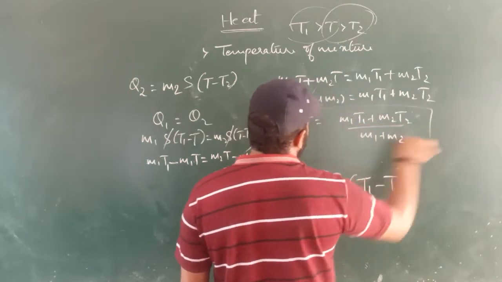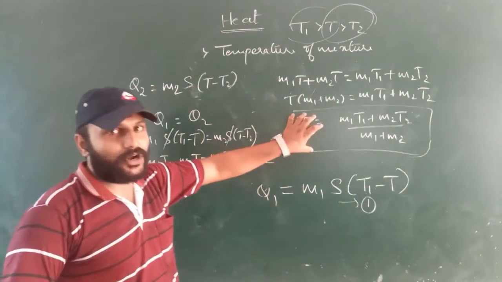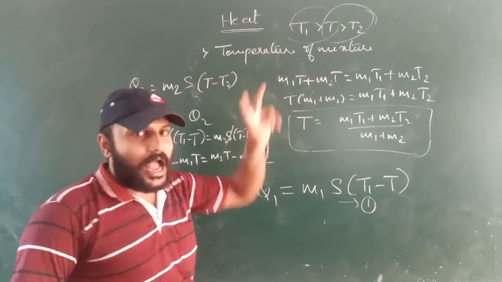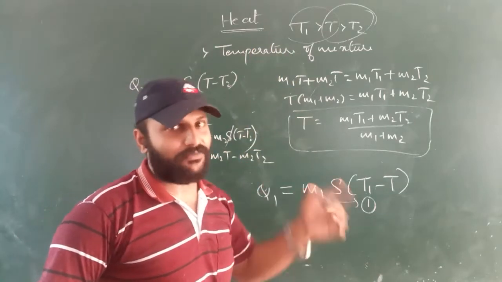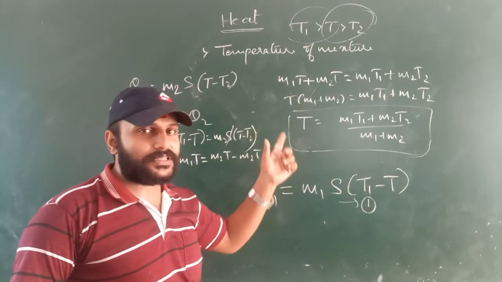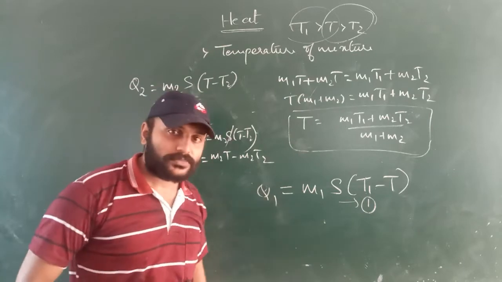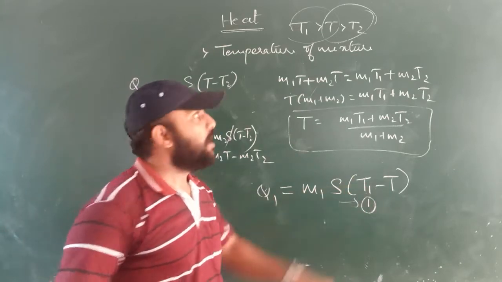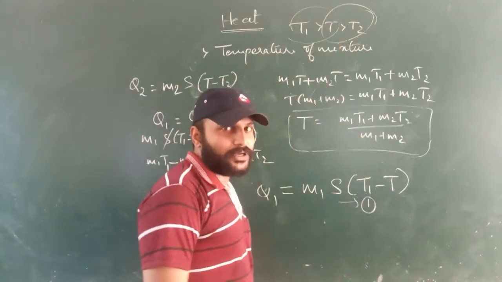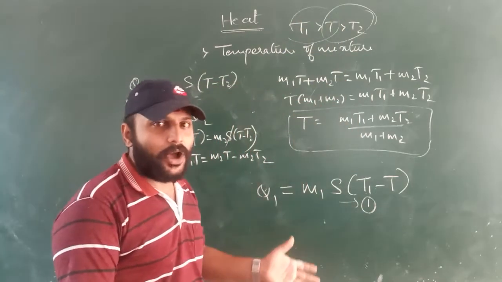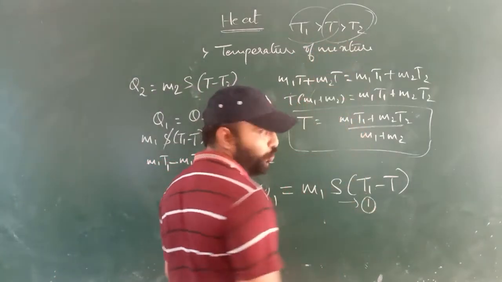This is called the temperature of mixture. Understood how we got the temperature of mixture? Here I have taken two different masses, M1 and M2, at different temperatures. The hotter object's temperature I have taken as T1, the colder object's temperature as T2, and the temperature of mixture as T. We know that the temperature of mixture is the average of the hotter and colder objects, so T1 is greater than T, which is greater than T2.